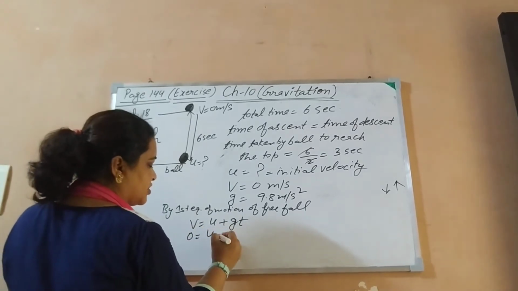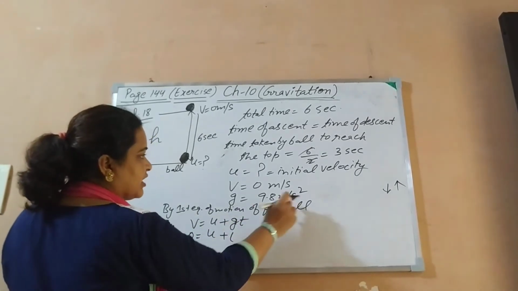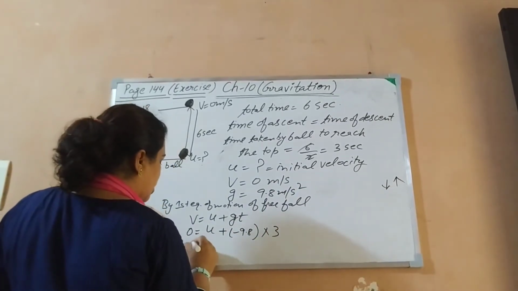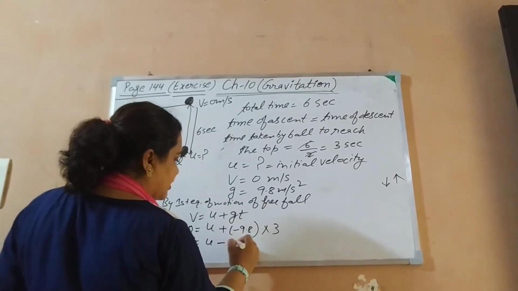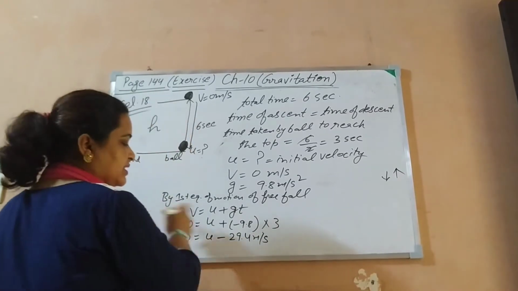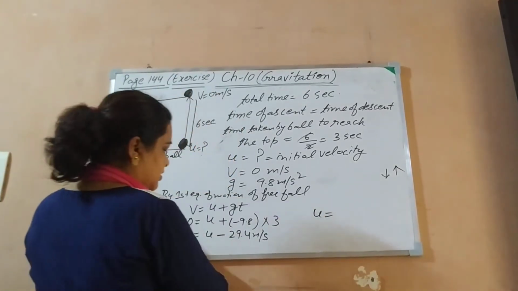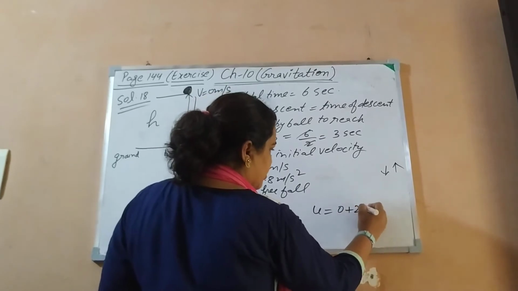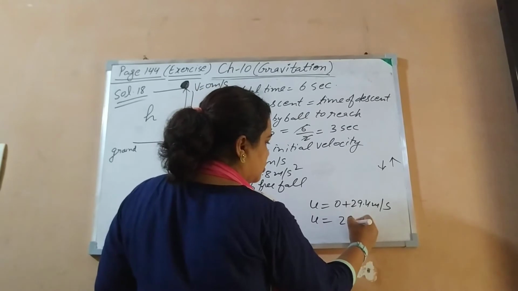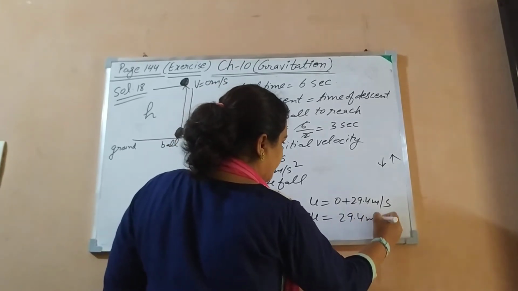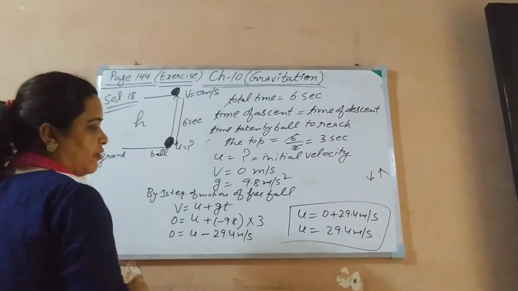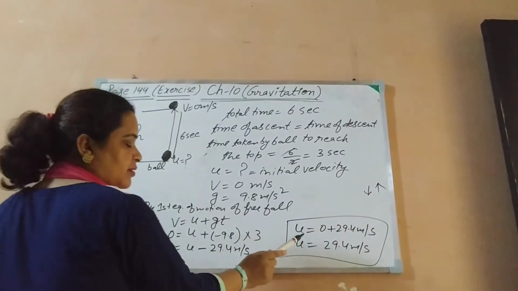So 0 is equal to u, to be calculated, plus g, but here we are throwing upward, so minus 9.8 into 3. When you solve it, you will get minus 29.4 meter per second. So what is the u value? Transfer this to the other side: 0 plus 29.4 meter per second. So you will get u is equal to 29.4 meter per second.